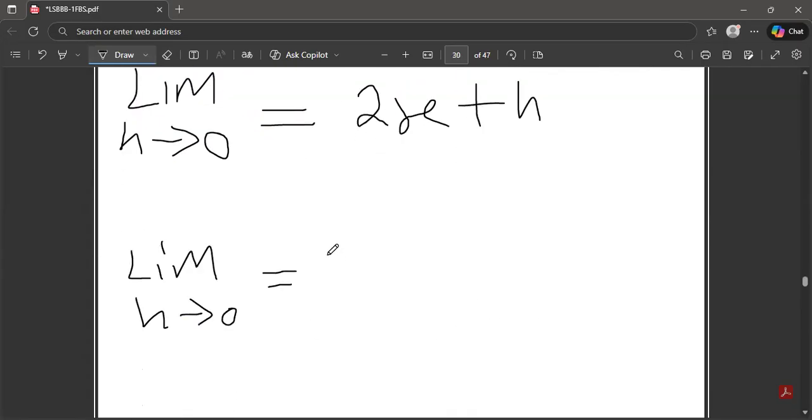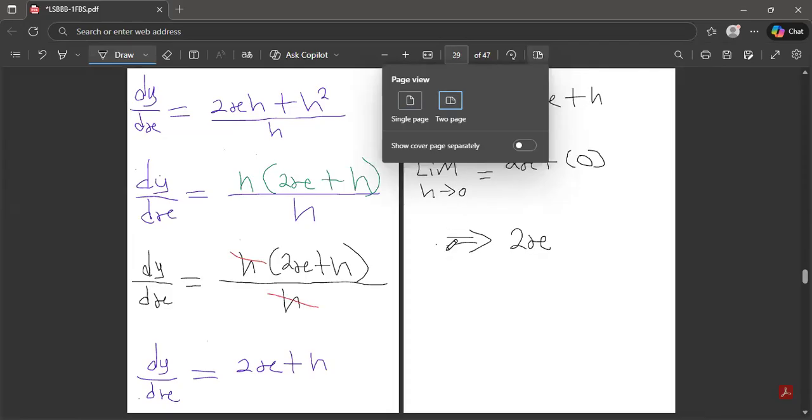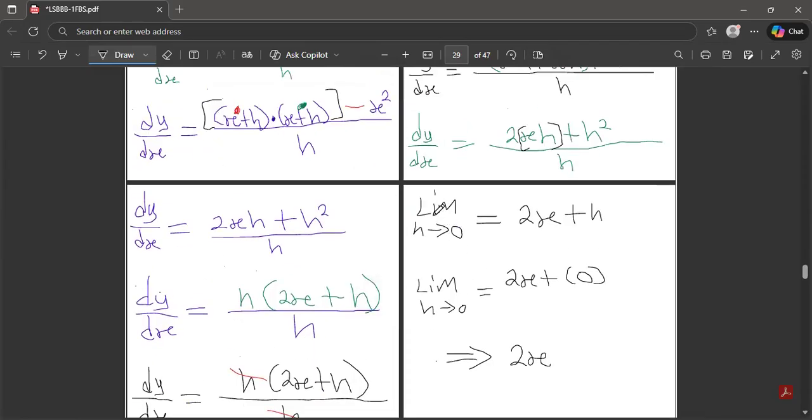Let's say 2x, and anywhere you see h, you put 0 over there. So finally, you see that your final answer is just going to be equal to 2x. All right. Please, do you have any question to ask before we proceed?